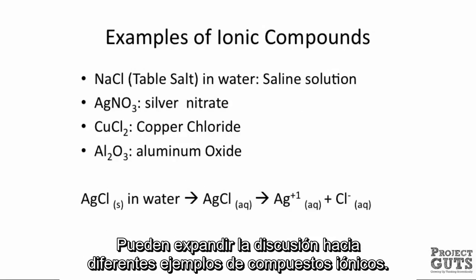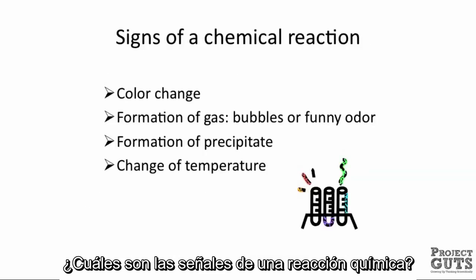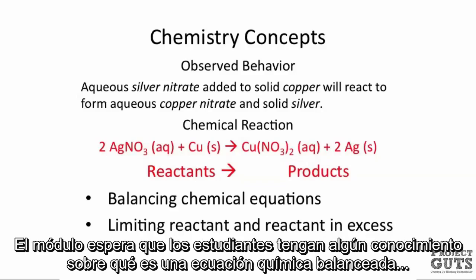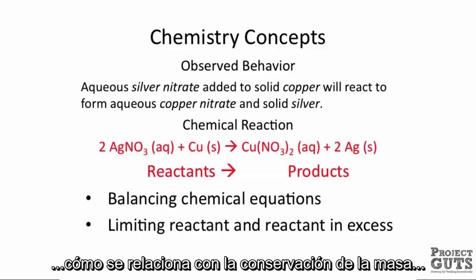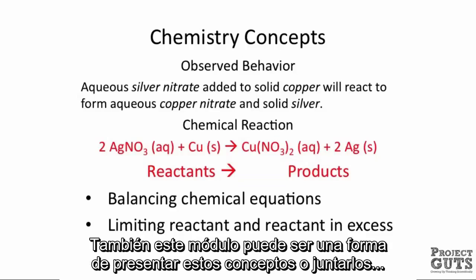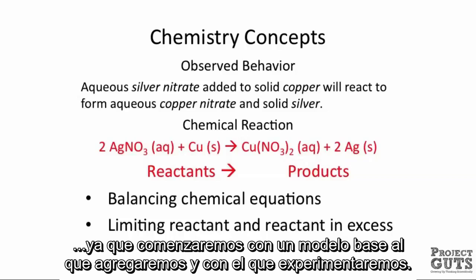You can expand the discussion into different examples of ionic compounds. What are the signs of a chemical reaction? How the observed behavior of a chemical reaction translates into a chemical equation. The model expects the students to have some knowledge of what a balanced chemical equation is, how it relates to the conservation of mass, and what is the limiting agent or limiting reactant. But also, this model might be a way to introduce these concepts or bring it all together as we start with a base model and add to it and experiment with it.